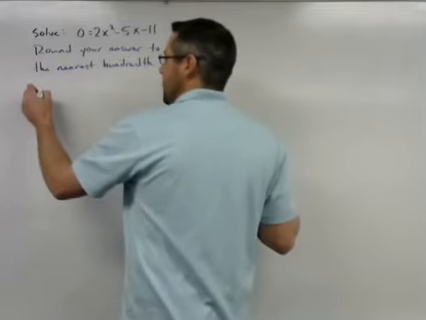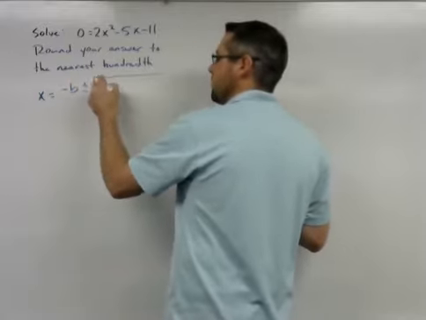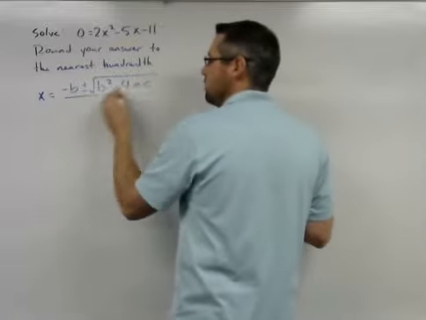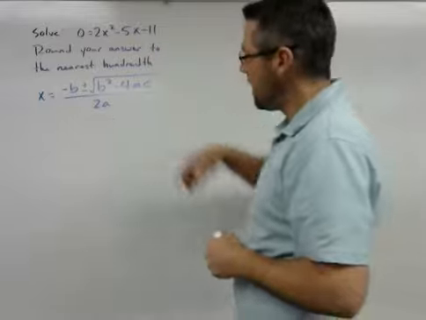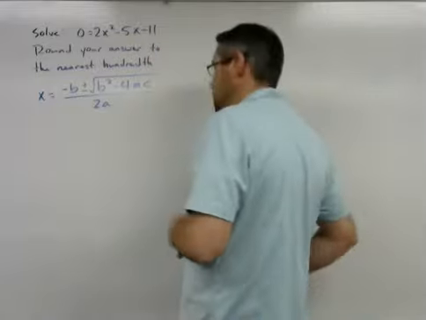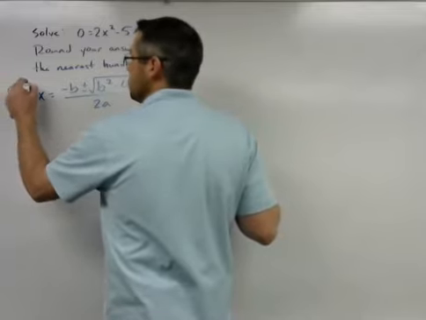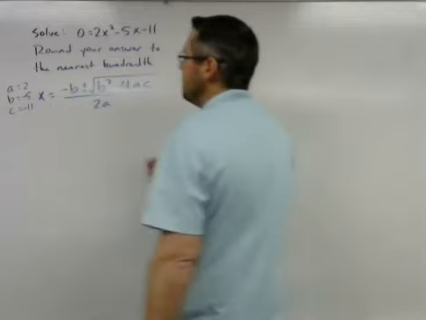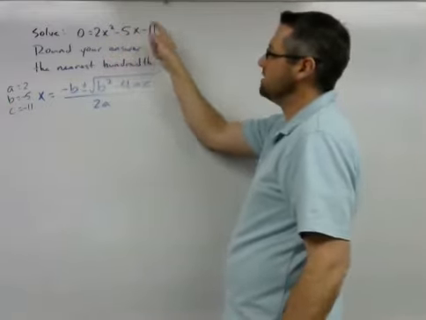Remember the quadratic formula, x equals negative b plus or minus the square root of b squared minus 4ac, all over 2a. And so what we need to do first is identify our A, our B, and our C values. So in this case, we can say that our A value is 2, our B value is negative 5, and our C value is negative 11. A is in front of the x squared, B is in front of the x, and then C is the constant at the end. So we're just going to plug those in.